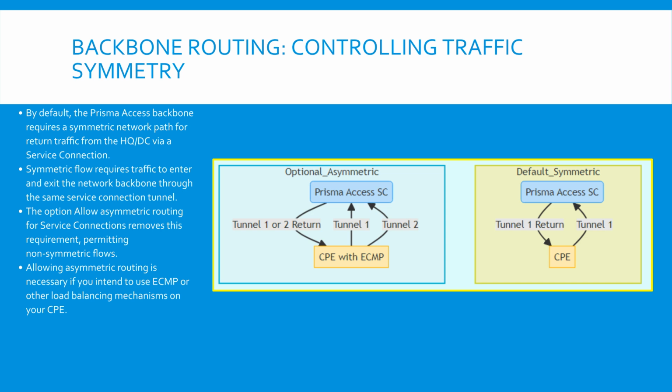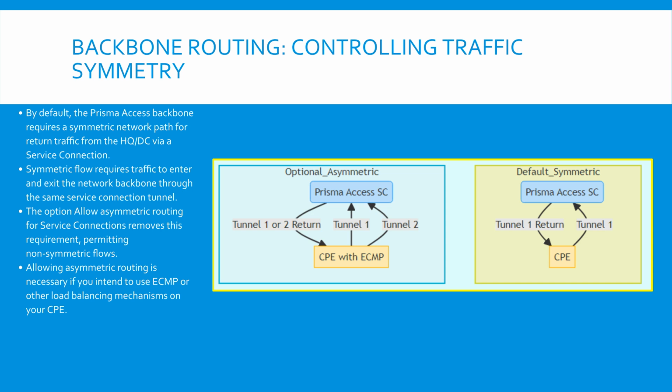When configuring the service connection backbone routing, traffic symmetry is a key consideration. By default, the Prisma Access backbone is strict. It demands a symmetric network path. This means that return traffic coming back from your data center must use the exact same tunnel path back to Prisma Access that the original traffic used.